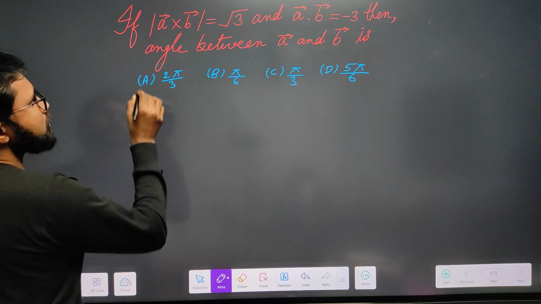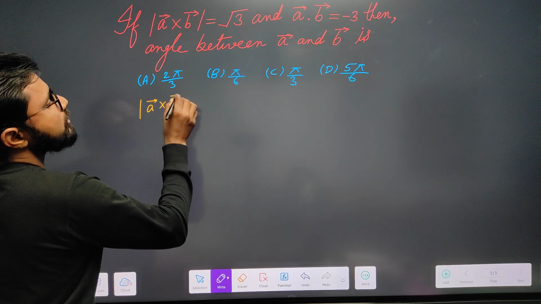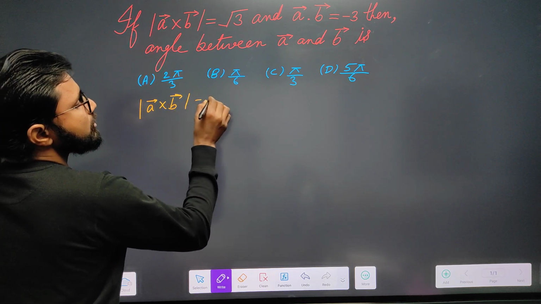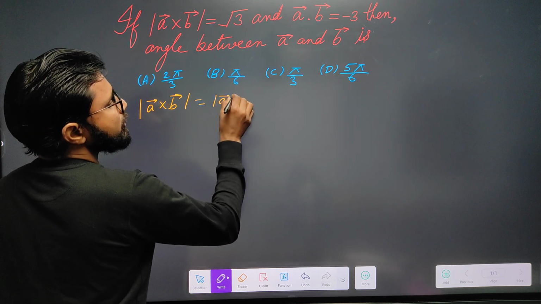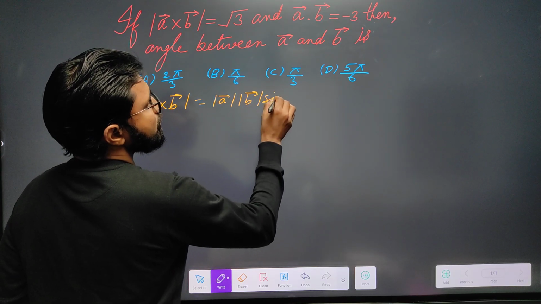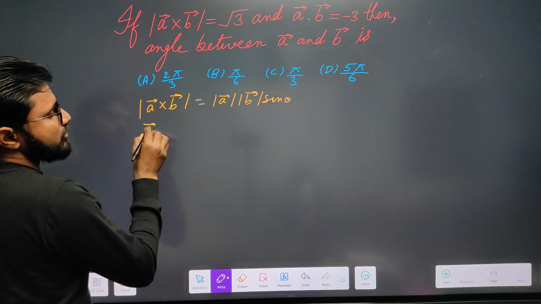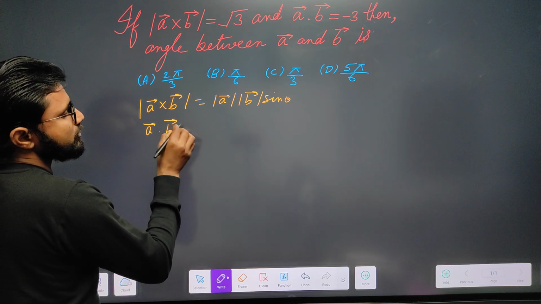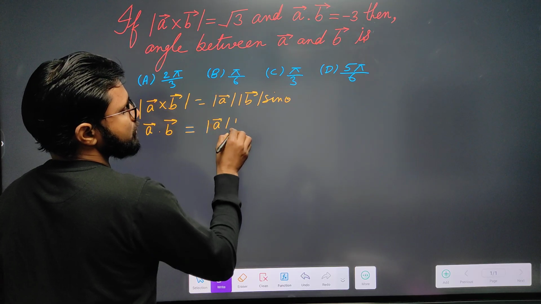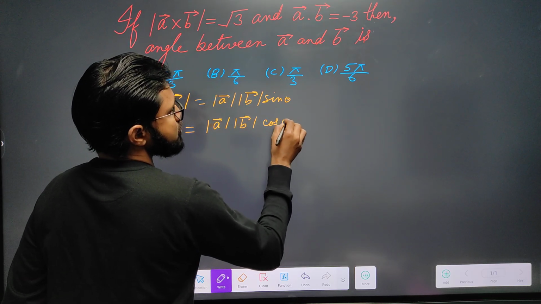So as we know that the magnitude of the cross product of two vectors is |A| |B| sin theta, and the dot product of two vectors equals the magnitude of vector A into the magnitude of vector B cos theta.